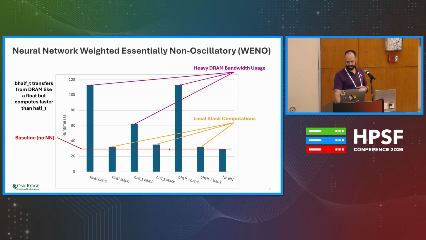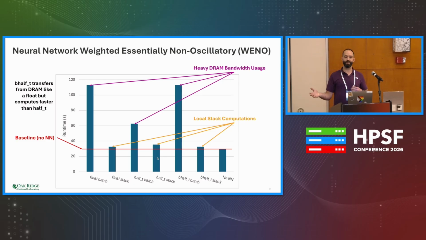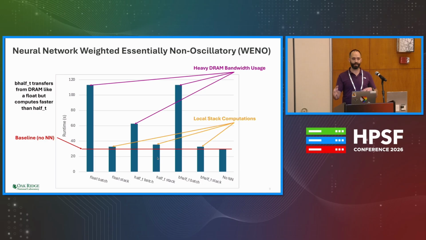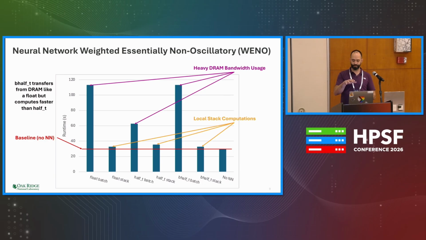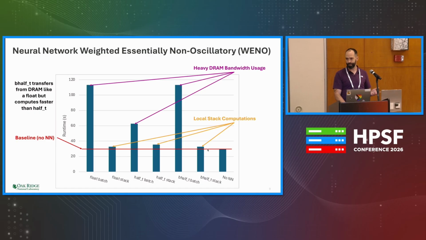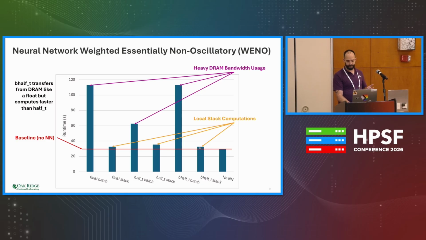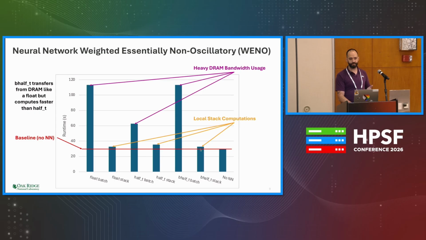So all of the local stack computations performed about the same for the kernel, but keep in mind that the neural network is running at the same time as WENO reconstruction and high order and 1st order reconstruction. So they're all sitting there in the same kernel with the neural network. And if you look at this red line here, anything above that red line is the overhead of the neural network itself.